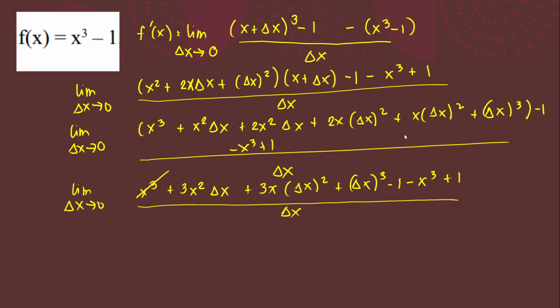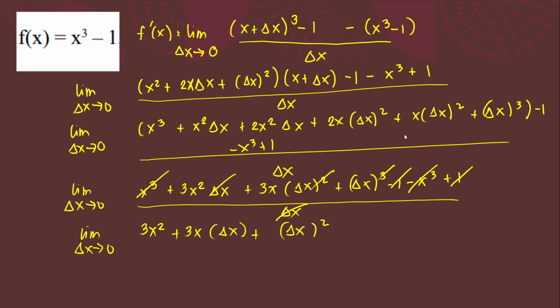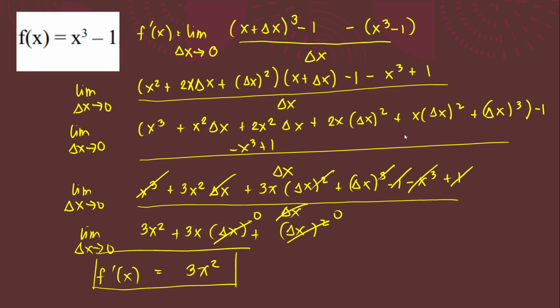Okay, may magka-cancel si x cubed, si minus 1. Magka-cancel si delta x dito. Dito may mawawalang isa, dito may mawawalang isa. So, the answer would be 3x squared plus 3x, may matitirang isa dito, delta x plus may matitirang dalawa, delta x squared. So, limit approaches 0. Yung delta x, 0 ito, 0. So, ang matitira na lang na f prime of x is equivalent sa 3x squared. Okay? So, this is our final answer. Okay? So, next.